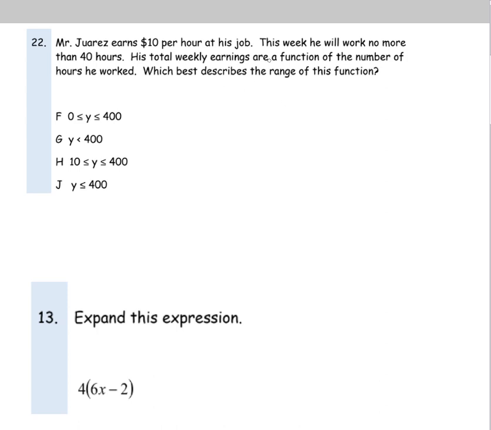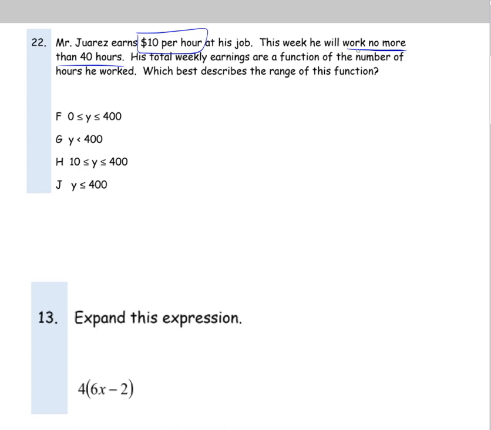So this is one of those problems. It's a word problem, and immediately a lot of kids are already freaking out because it's a word problem, right? But I want you to notice it's actually not that scary if you think about it carefully. He earns $10 per hour at his job, right? This week he will work no more than 40 hours.